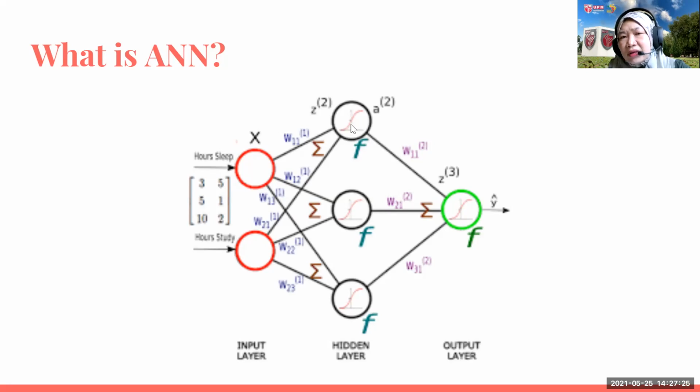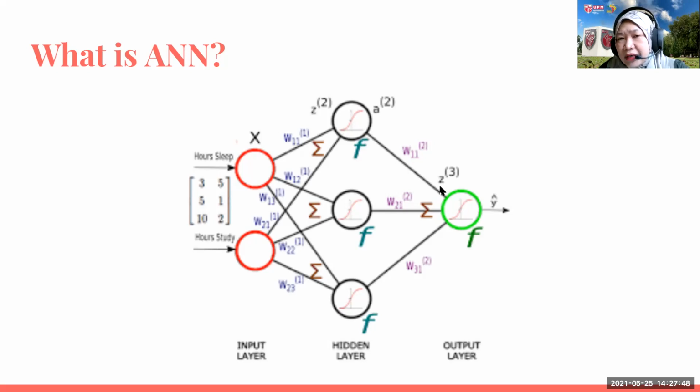Let's say we have 3 hidden neurons here. We have 2 values added up, then we get the output. So one output from neuron 1, one output from neuron 2, and one output from neuron 3. And the process will be repeated again at the output layer.